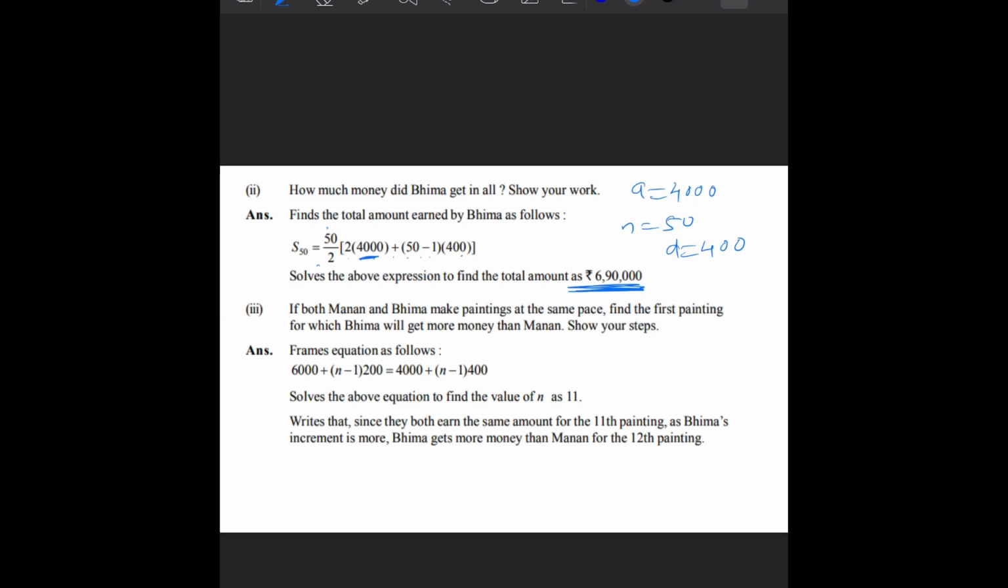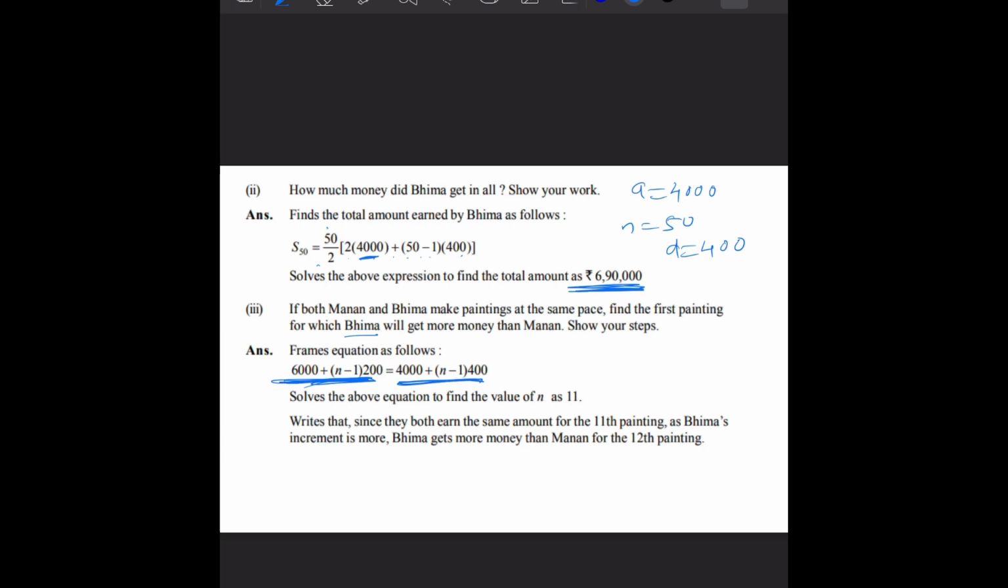If both Manan and Bhima make paintings at the same pace, find the first painting for which Bhima will get more money than Manan. Show your steps. कौन से नंबर की ऐसी पेंटिंग है जहां पे भीमा को मनन से ज्यादा पैसे मिलेंगे? So first we need to find out कि कौन से नंबर की पेंटिंग रहेगी जहां पे ये लोग इक्वल कमाएंगे, है ना? मान लो कि for example, fifth painting मनन को 500 रुपए मिले और fifth painting भीमा को 500 रुपए मिले. पर ऐसे कौन से नंबर की पेंटिंग है जहां पे इन दोनों को इक्वल अमाउंट मिले? पहले वो निकाला जाएगा.